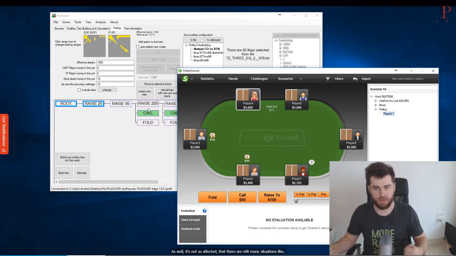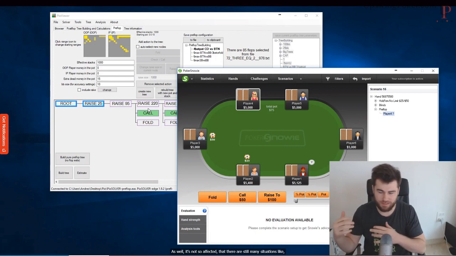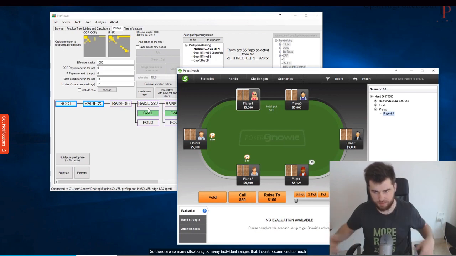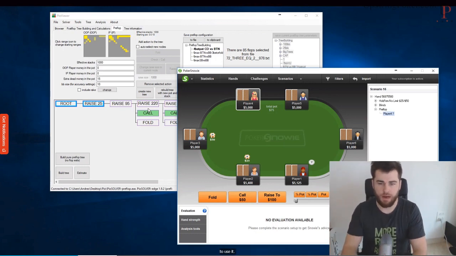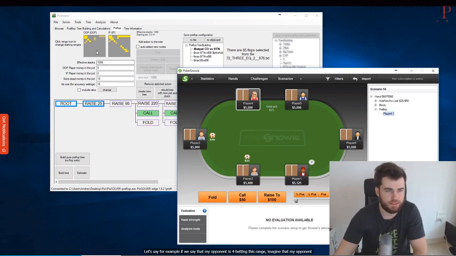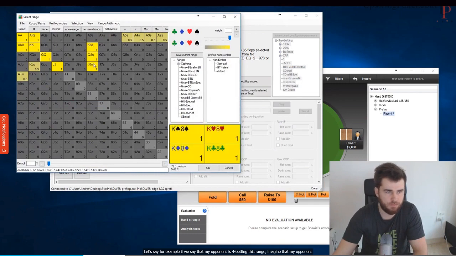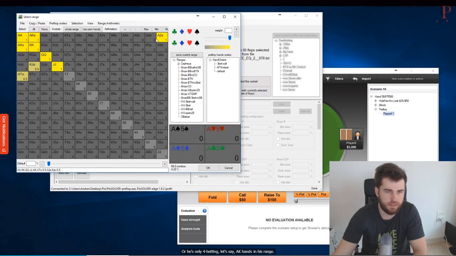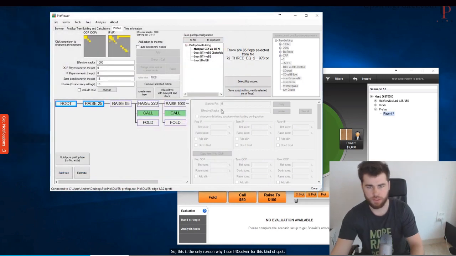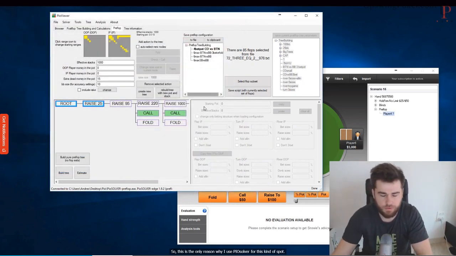It's not so effective, given that there are still many situations, for example middle against early, button against cutoff, cutoff against middle against early. There are so many situations and so many preflop ranges that I don't recommend using it much. I'll use it just to run some extreme scenarios. Let's say my opponent is 4-betting a very low range, or he's only 4-betting, say, ace-king hands. Then I can do a couple of simulations. This is the only reason I use PioSolver for this kind of spot.